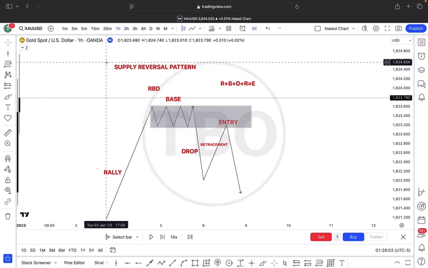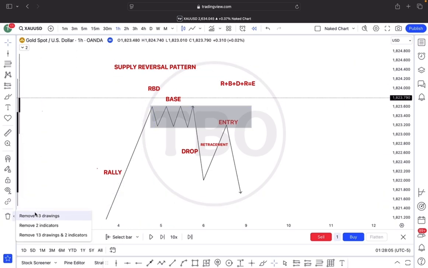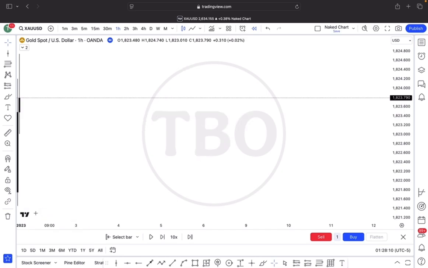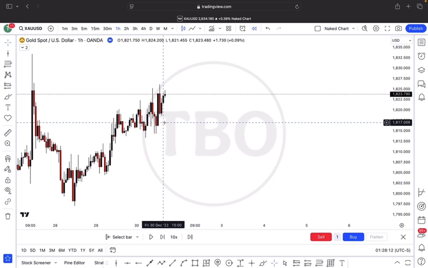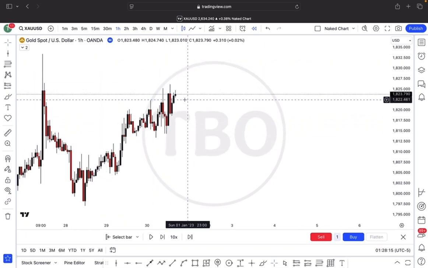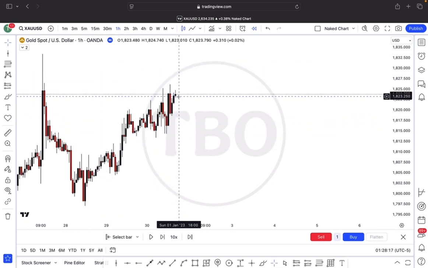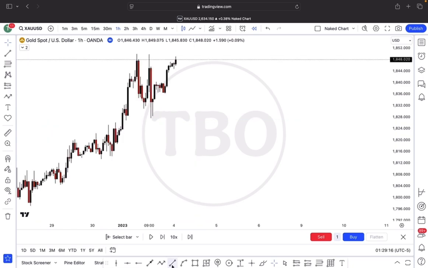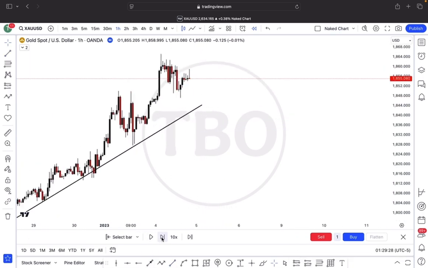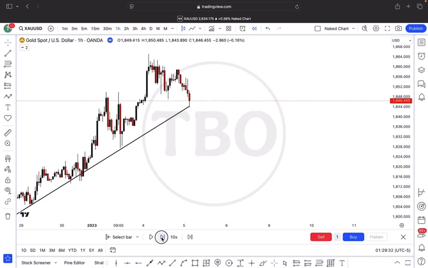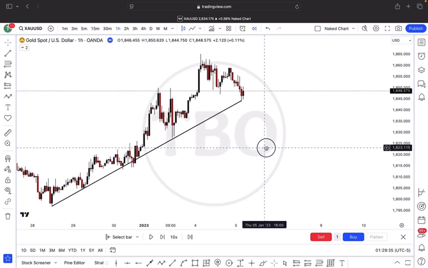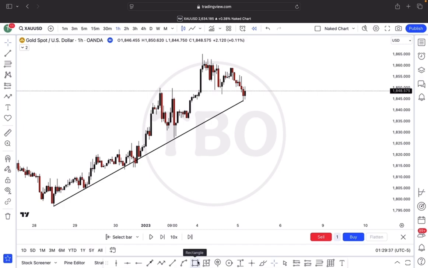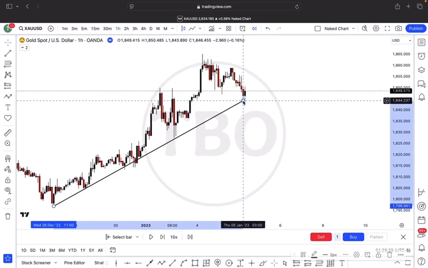So I'm going to clean the charts off right now, and we're going to get into some examples, guys. So let's go. As you can see, this is the 1 hour time frame, and I took it back all the way to January 2023. Let's identify some past supply reversal patterns. I'm going to show you how powerful this is. All right, guys, it just created a base. So let me show y'all.